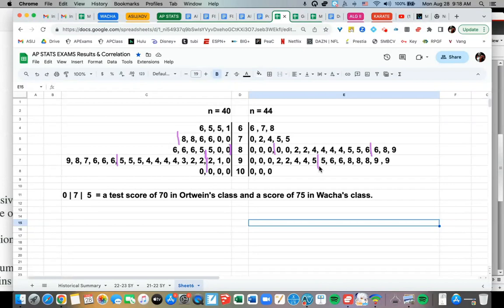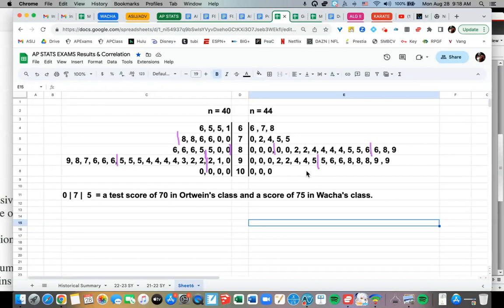So they're not much different, and you don't want to say, oh, they're way larger or something like that. Just say it's slightly larger. You can throw in words like a little bit or slightly or a lot, significant, something like that. Okay, so the IQR, don't use range. The IQR for Ortwine's test scores is larger than Waka's IQR by 1.5.